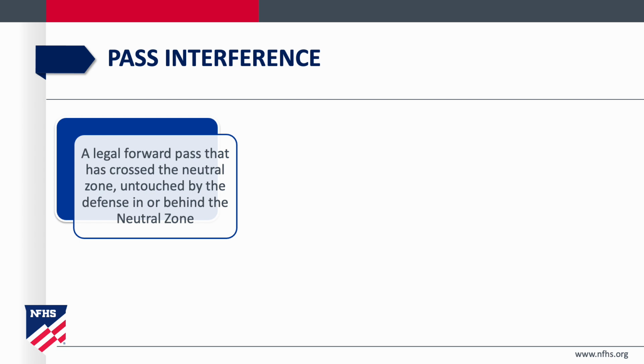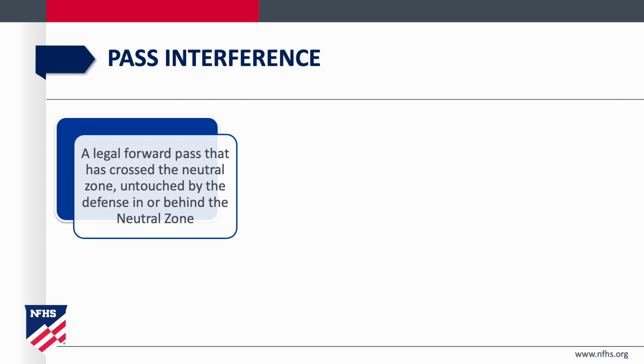First, the pass must be a legal forward pass that has crossed the neutral zone. If the ball isn't thrown beyond the neutral zone, interference is ignored. Also, if the defense touches the ball before it crosses the neutral zone, we can't have interference.